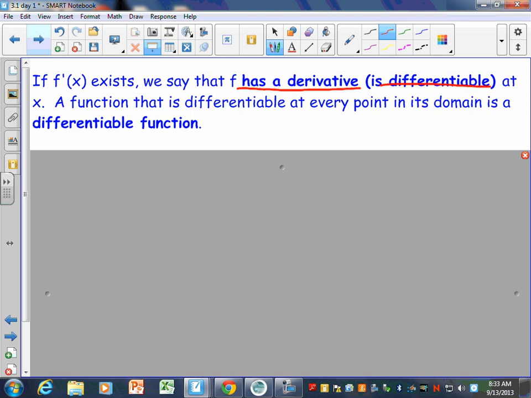And if a function is differentiable at every point in its domain, it is a differentiable function. So differentiate is another way to say find the derivative.